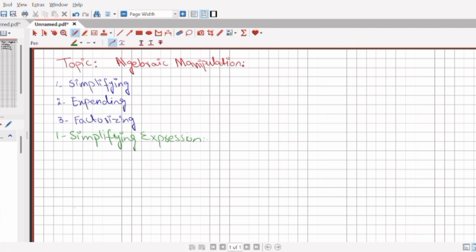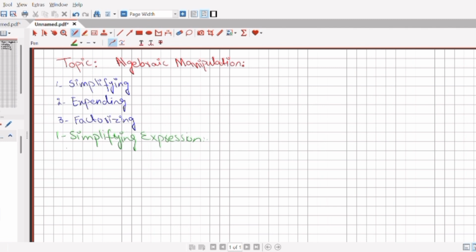What is meant by simplifying an expression? How do we simplify an expression? To simplify means to collect like terms, the terms whose variables and whose powers are the same. I will explain it to you with a short example.